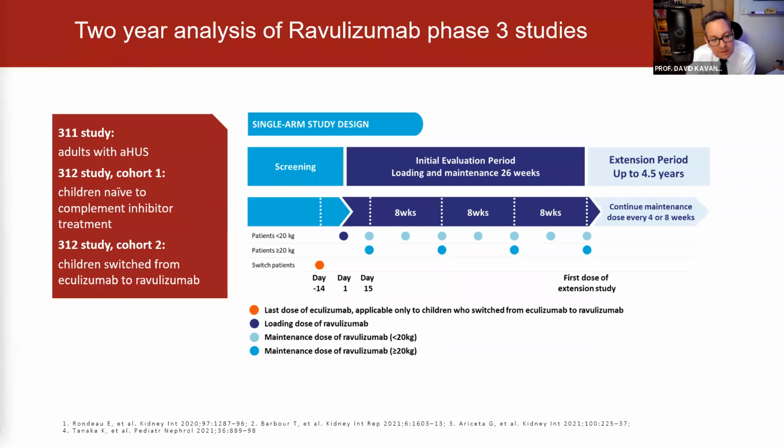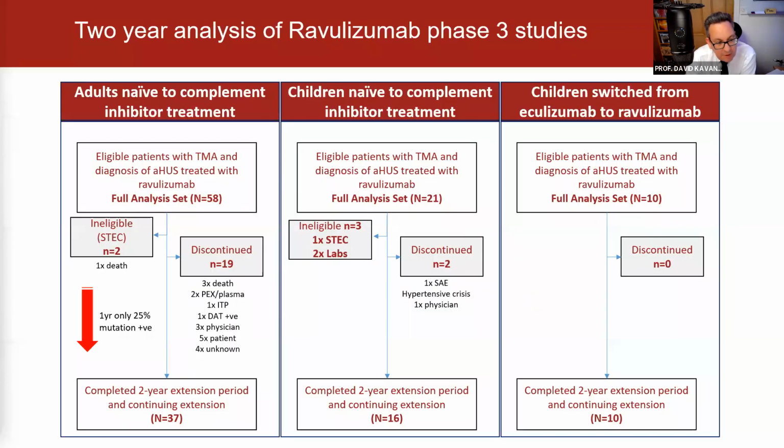There has been 2-year follow-up of this now, and both the adults and children have been reported up to about 2 years. There were about 58 in that initial adult trial, 21 in the children that were naive to complement inhibitory therapy, and 10 children switched from eculizumab to ravulizumab. Quite a few of the adult patients have been lost.